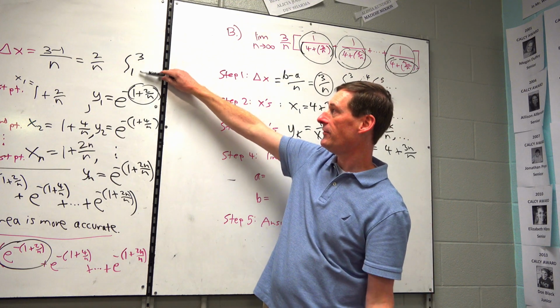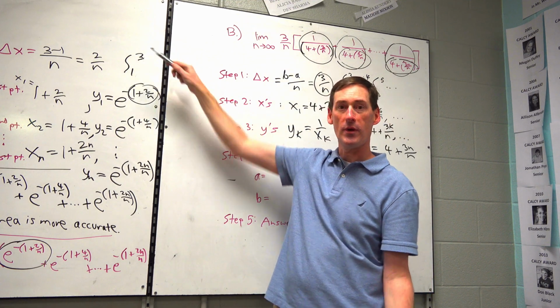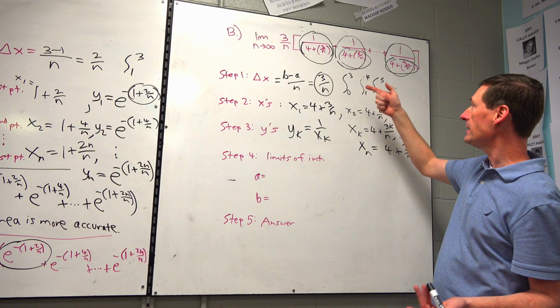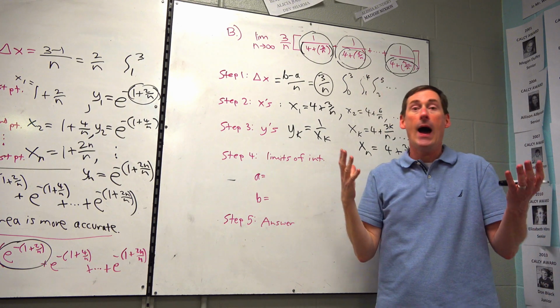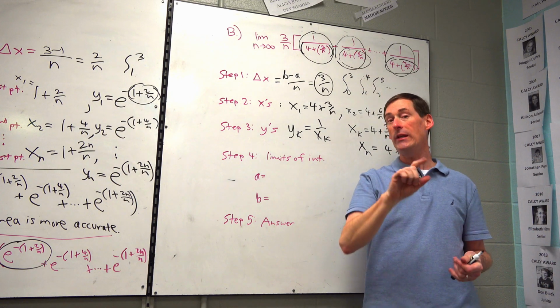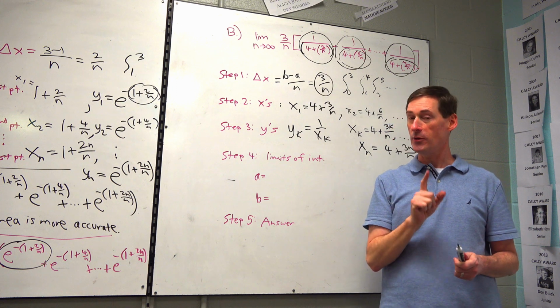But what about the limits of integration from 1 to 3? Or from, in this case, 0 to 3, 1 to 4, 2 to 5? I don't know which one it is. We need to find which one it is. Some of you can spot it. Some of you are very clever.